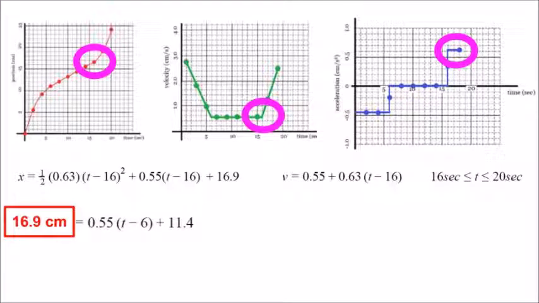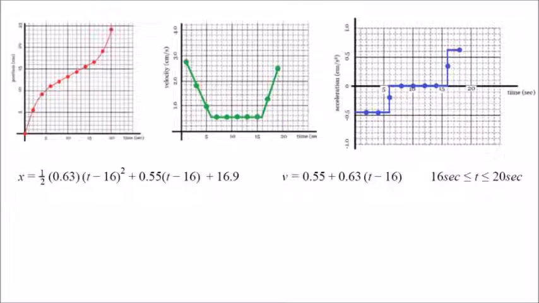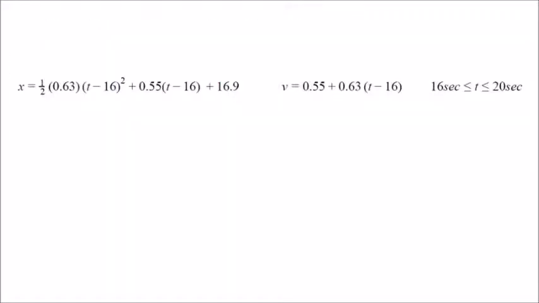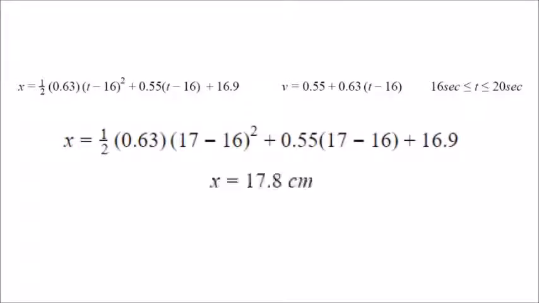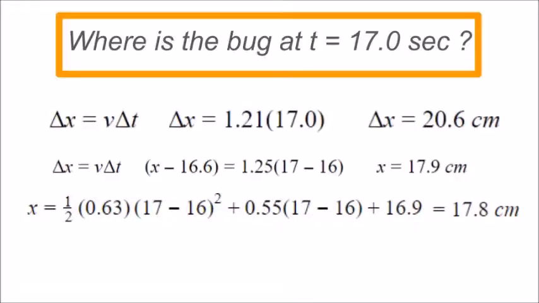And what about the 16.9? Well, that was the displacement given by the second segment of the model at a time of 16 seconds. And that unfortunately did not match up with the data, which is, if you think about it, bad. Anyway, there's the equation. Plug in time equals 17 and get an answer of 17.8 centimeters. Add that to the list.